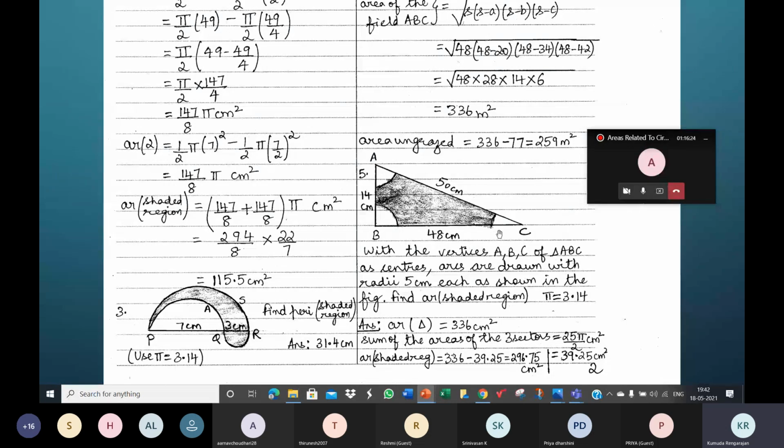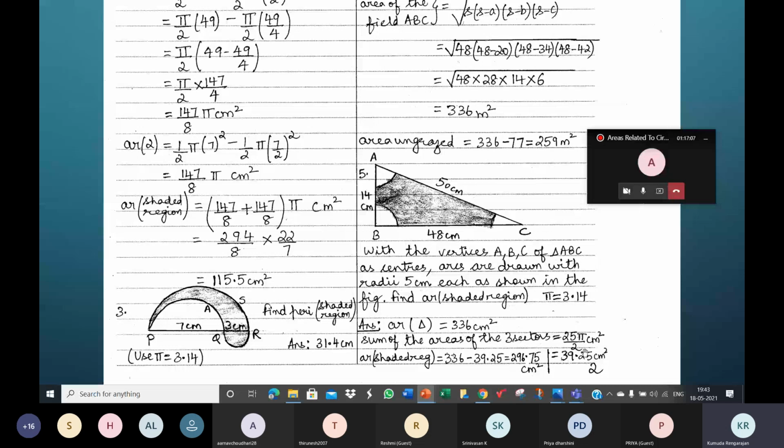Half into 14 into 48. Here it's not given that this angle is 90 degrees, but you can check if it can be 90. You should find AB square plus BC square, 14 square plus 48 square, then 50 square. If this is also 2500, then the triangle is a right angle triangle, in which case you can find the area using the formula half base into height, half BC into AB. If you don't want to check if it's a right triangle, you can just simply use Heron's formula and find its area.